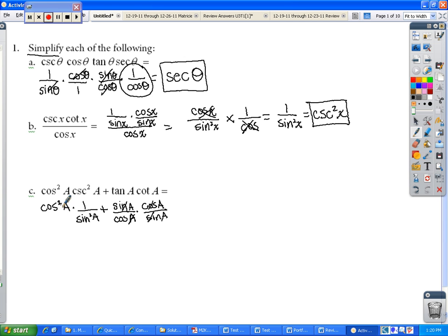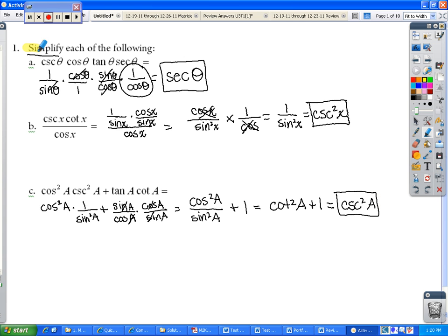So I'm left with now cosine squared over sine squared. And cosine squared over sine squared is cotangent squared a plus 1. Now you should also recognize this as one of your Pythagorean identities. So cotangent squared a plus 1 is equal to cosecant squared a. Okay, so that is the process of simplifying. Again, here it says simplify each expression.